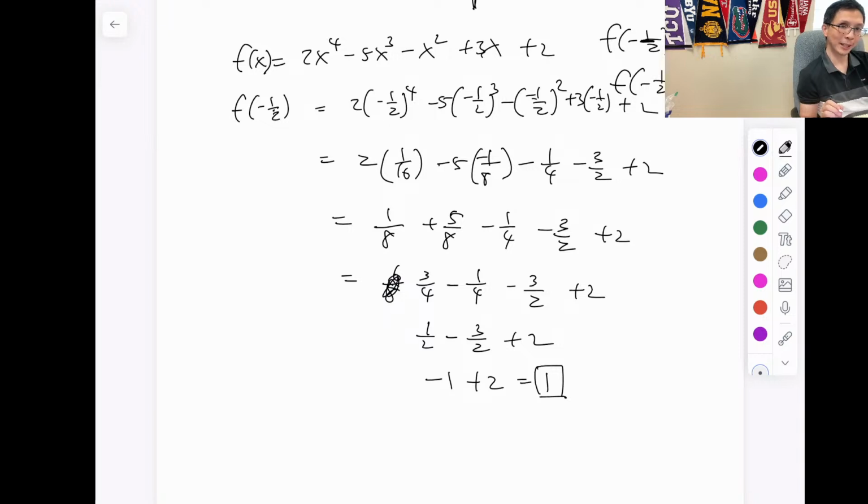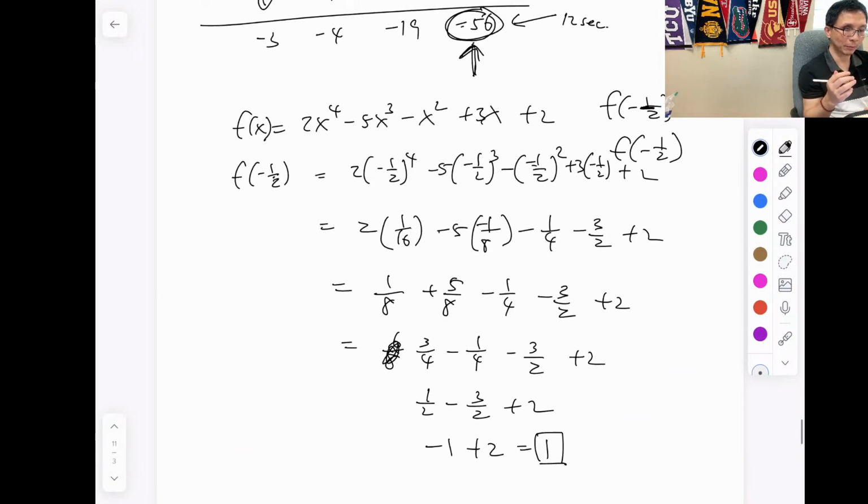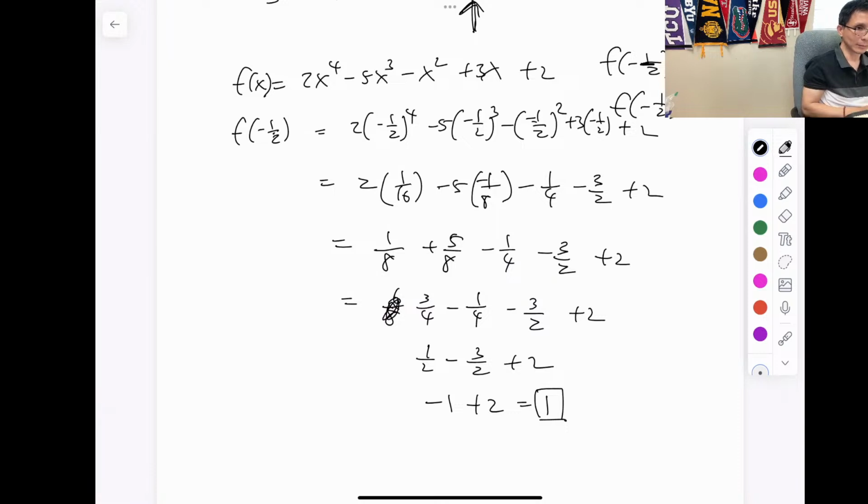How much work did you do compared to mine? Practically none, even though it looks very scary, right? This is why remainder theorem is pretty effective when you plug a very ugly number with a negative sign into a very long polynomial. It's much more effective. Have you done this before? So now you learned something new. It's called remainder theorem.